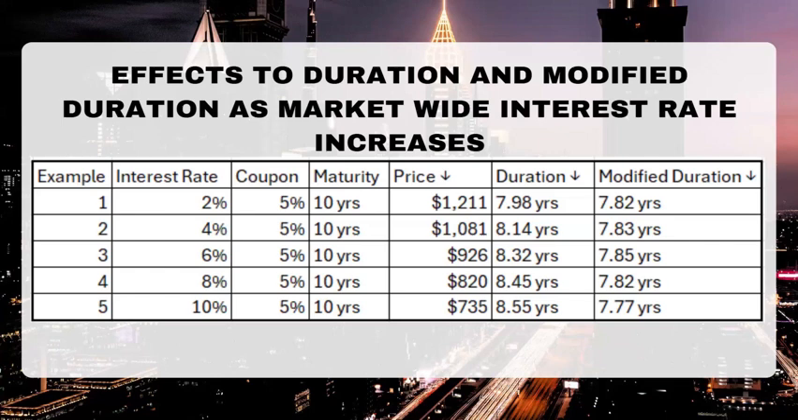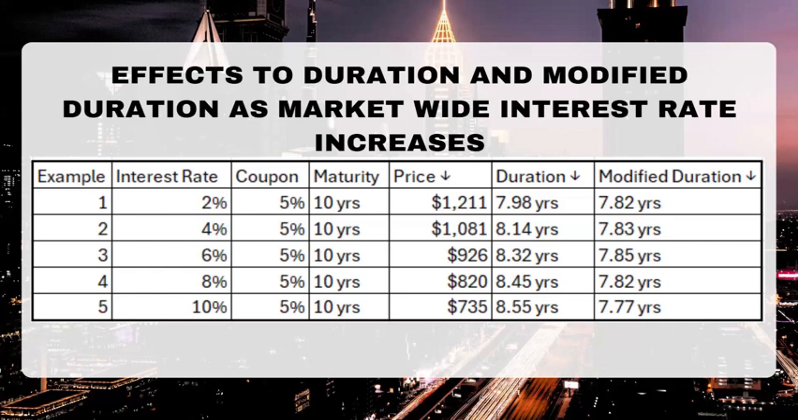In example 2, the interest rate increases, and then the price decreases, and the duration and modified duration increase. And we see for the following examples, the duration keeps on increasing, going from 7.98 in example 1, when interest rate is 2%, to 8.55 years for duration when the interest rate is 10%. But for modified duration, it goes from 7.82 to 7.83 to 7.85 to 7.82 to 7.77.